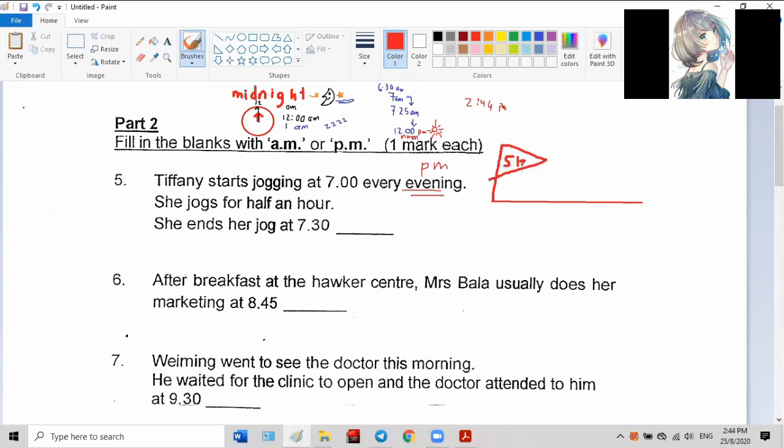Start. Okay, start where? 7:00 p.m. Then she runs for 30 minutes. So it's 7:30. But the key you must remember is p.m. If you write a.m., you know what happened? She runs until the next day, right? Runs throughout the night. Okay, she ends the jog at 7:30 p.m. All right, that's correct. Then how about the next one?